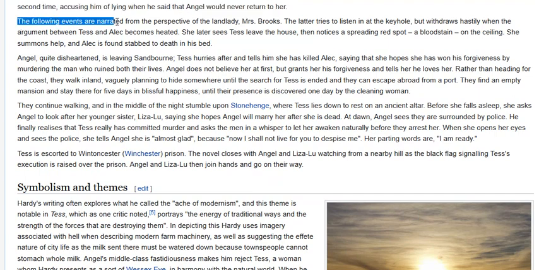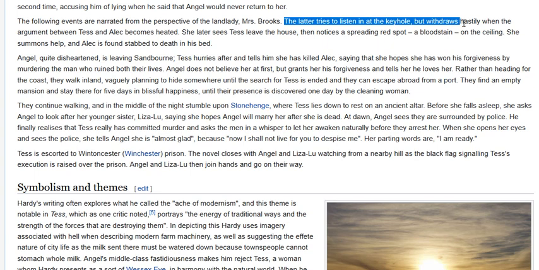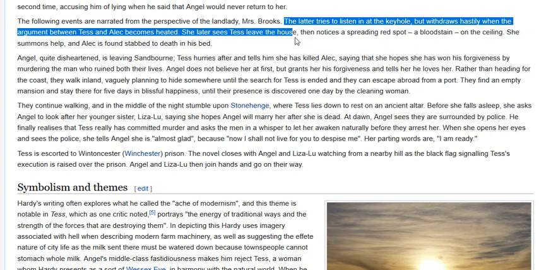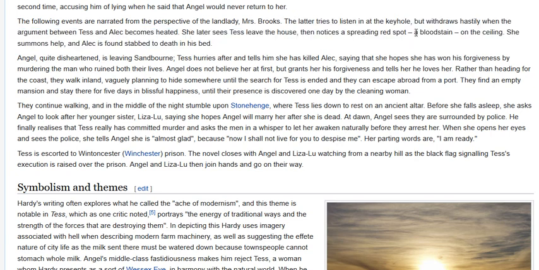The following events are narrated from the perspective of the landlady, Mrs. Brooks. The latter tries to listen in at the keyhole, but withdraws hastily when the argument between Tess and Alec becomes heated. She later sees Tess leave the house, then notices a spreading red spot, a bloodstain on the ceiling. She summons help, and Alec is found stabbed to death in his bed.